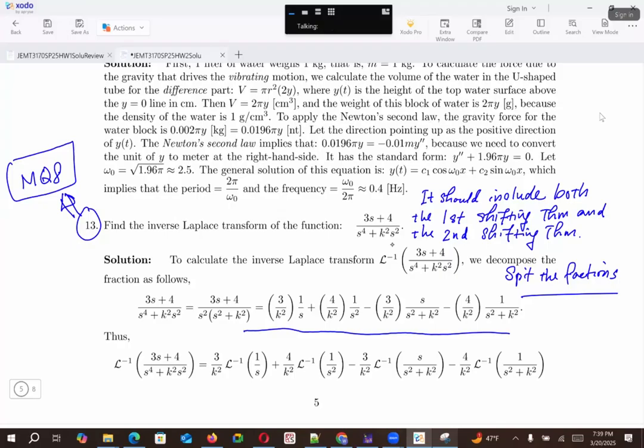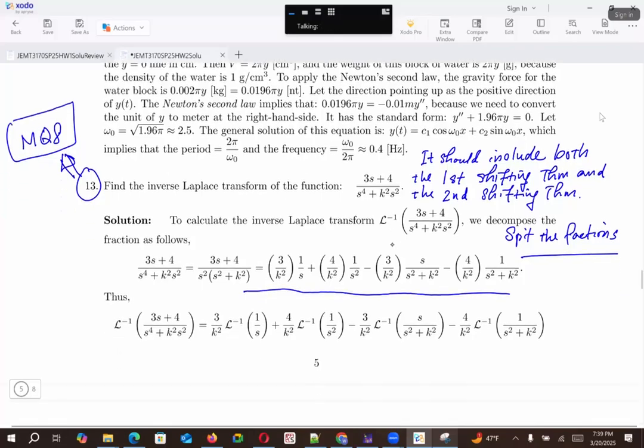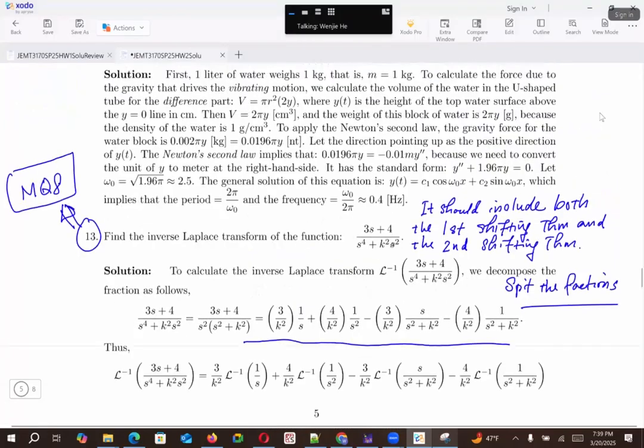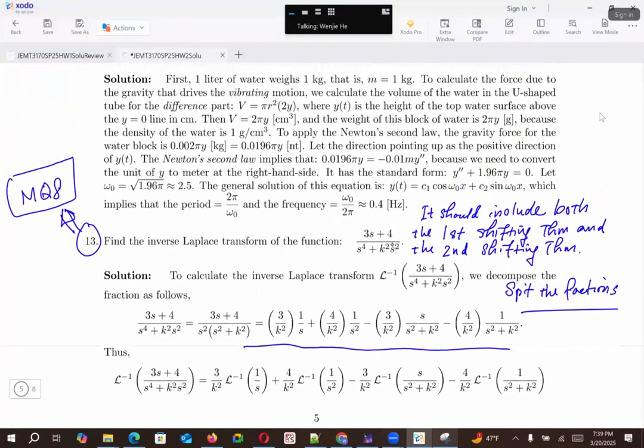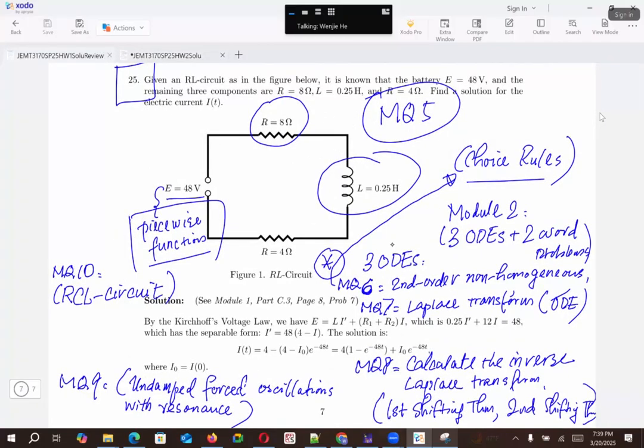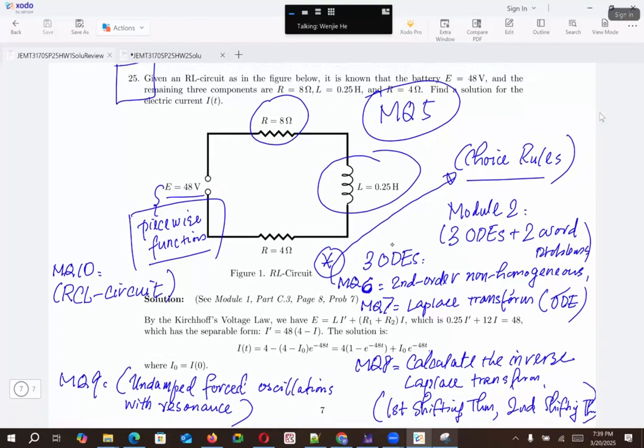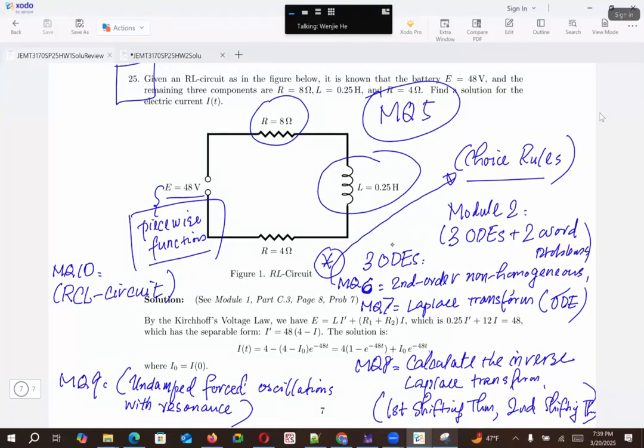All right. So that's MQ8. MQ9. That's good. The last 2 word problems. All right. So MQ9, undamped forced oscillation with resonance.